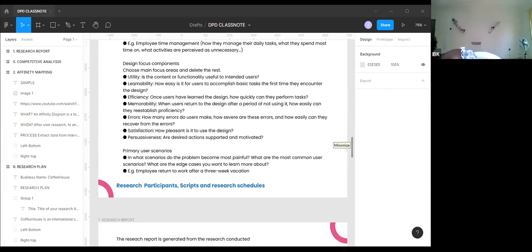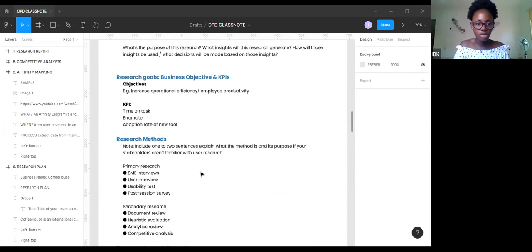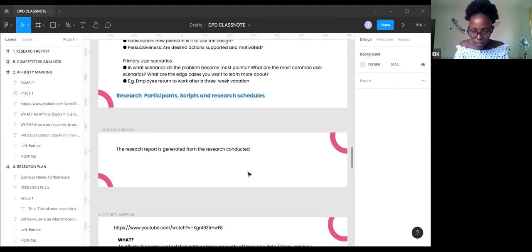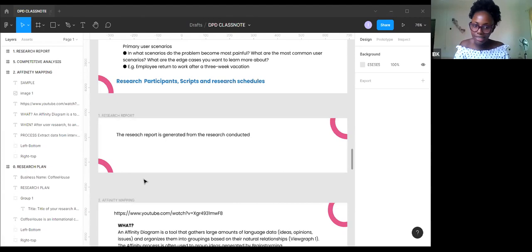Okay, so from what we watched, what do we think affinity mapping is? What did we get from the video? Does it make any sense? Even if you don't explain it, it's sorting ideas into groups. No, it's not ideas, it's sorting reports into groups. The result of your research into groups. Okay, beautiful. Chinedu says organize ideas. Beautiful.